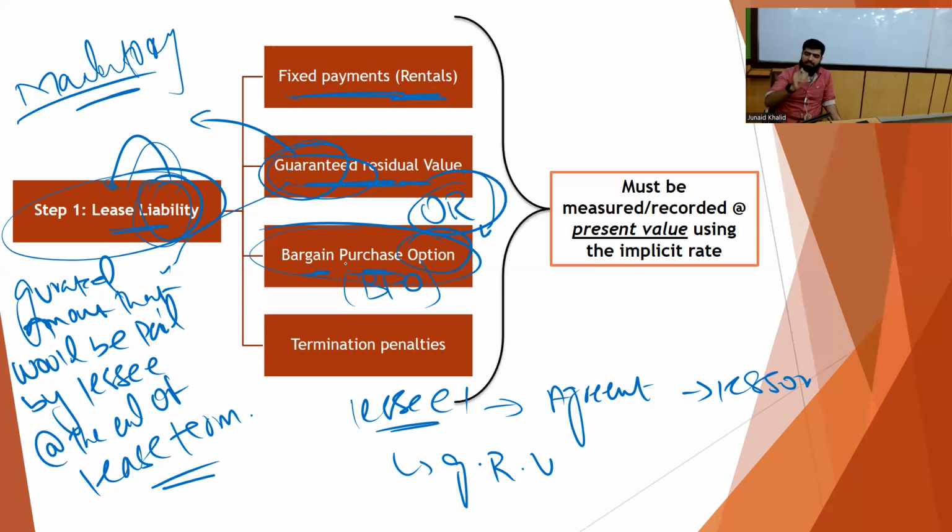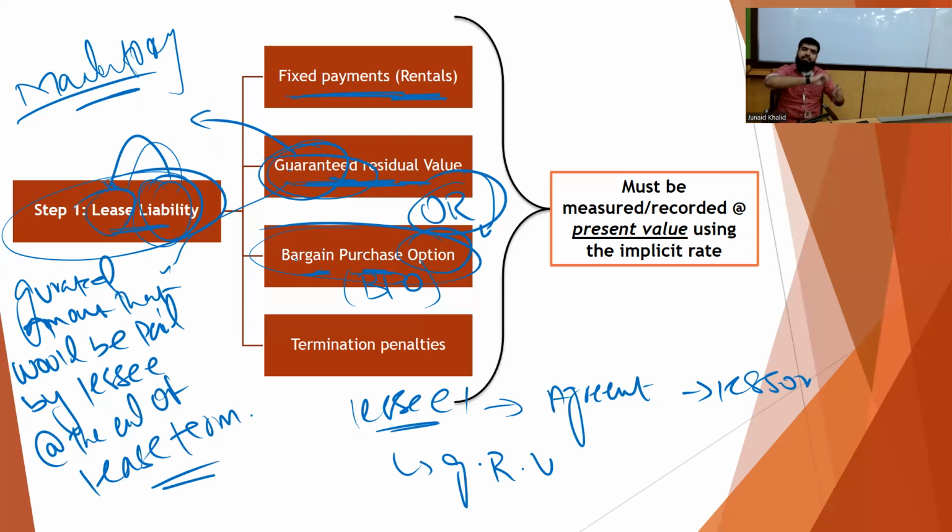Let's say $5,000, and the legal ownership will be transferred to you, which means now the lessor has given a bargain purchase option. If the lessee says that, okay, at the end of the lease term I'm going to buy that asset at a nominal amount, it means now the lessee has another obligation, that I need to pay that amount at the end of the lease term. That obligation is a liability, again because of the lease agreement, so that is also part of your lease liability.